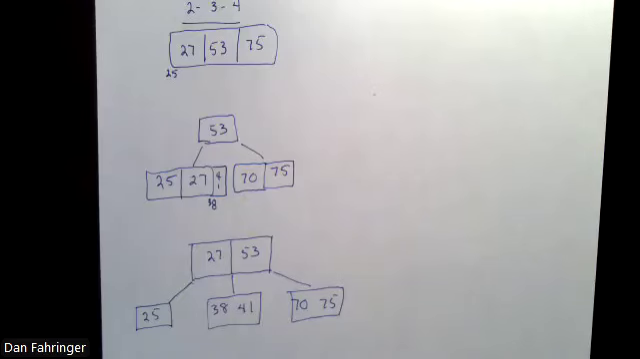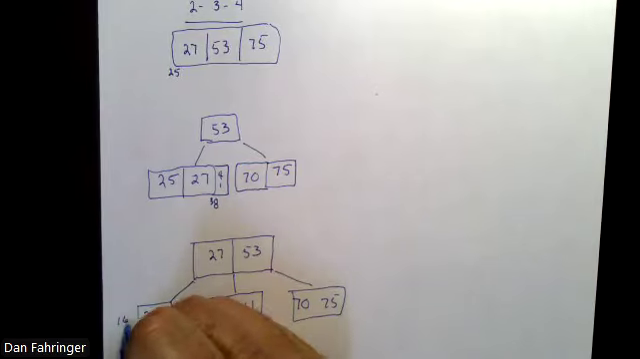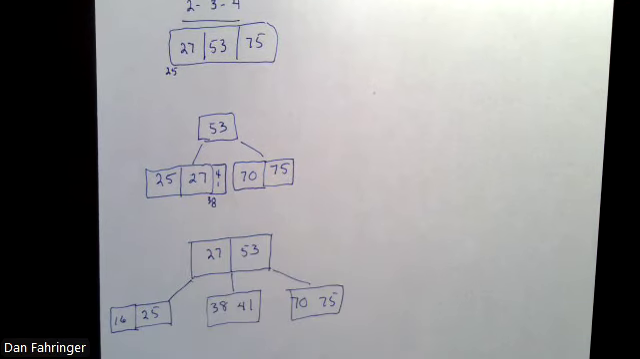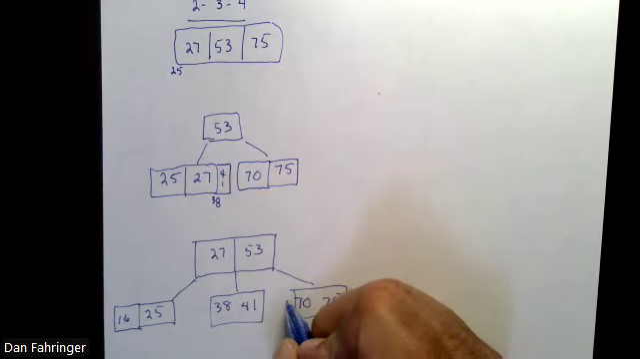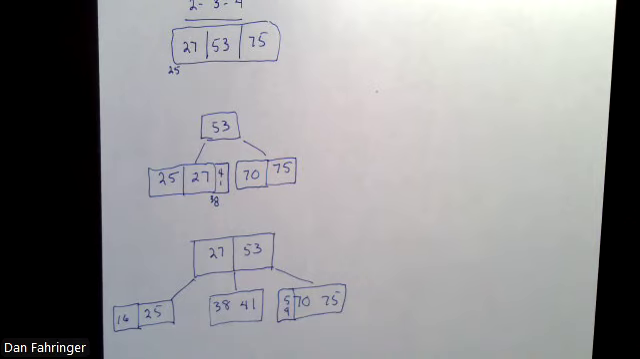38 busted me up. 16 is going to slide right in there. Nice. 59 is greater than 53. It's going to slide right in there. 2 levels. Awesome sauce.